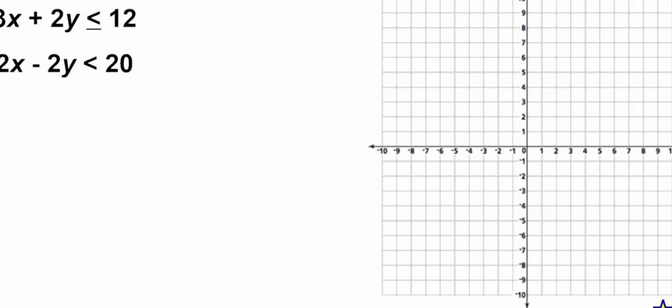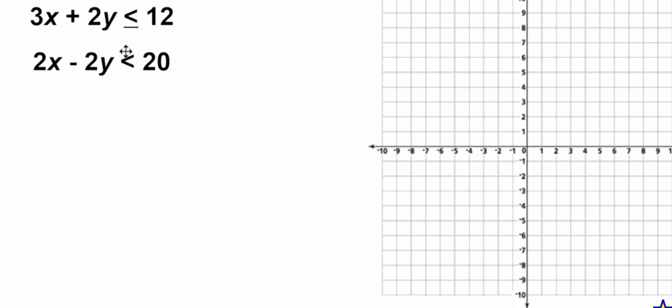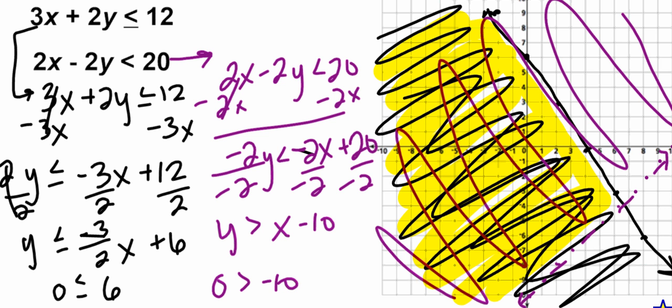And the final example here is 3x plus 2y is less than or equal to 12, and 2x minus 2y is less than 12. Go ahead and pause it, solve it, and then when you click play, the answer will be back on. Okay, so now that you've solved it, here is my work, and here is the graph. And as you can see in the yellow, that would be the solutions for the systems of inequalities.